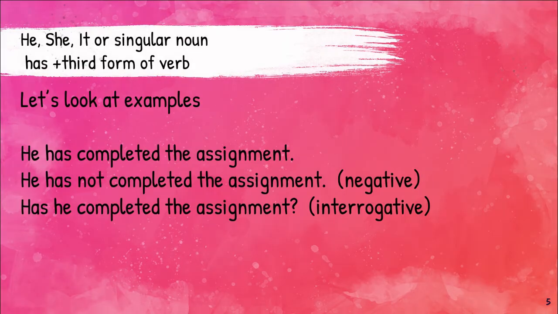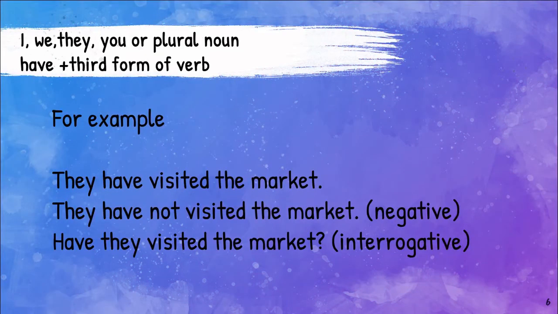Dear, why do we use has in all sentences? Because the noun is singular, he. So when the noun is singular, we always use has with the third form of verb. I, we, they, you or a plural noun go with have and the third form of verb. For example, they have visited the market. They have not visited the market. Have they visited the market?